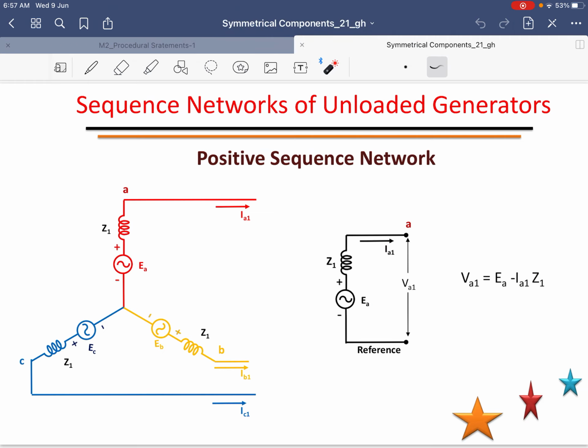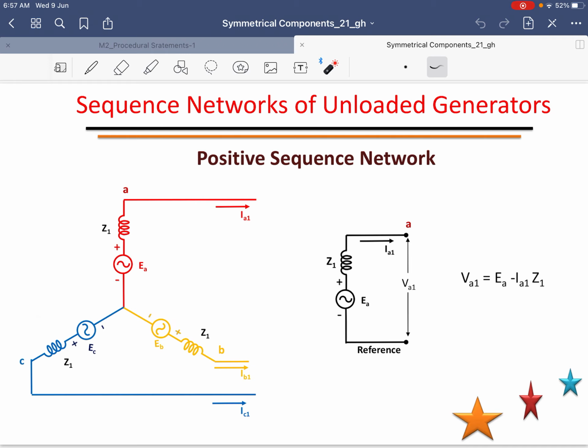Therefore, first we will draw the sequence network of the unloaded generator, the positive sequence network. I am redrawing the whole network of the positive sequence for all three phases. The impedance offered to the positive sequence current is called the positive sequence impedance. Therefore, the currents in all three phases are IA1, IB1 and IC1. For these currents, the impedance offered is Z1. Therefore, in all three phases I am representing Z1 as the impedance.